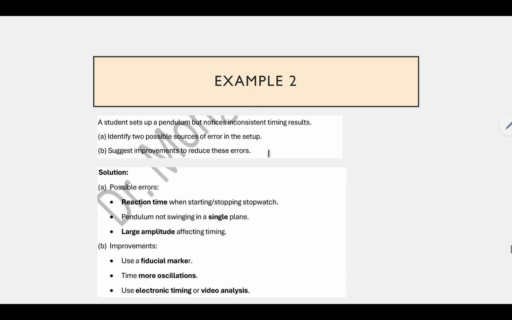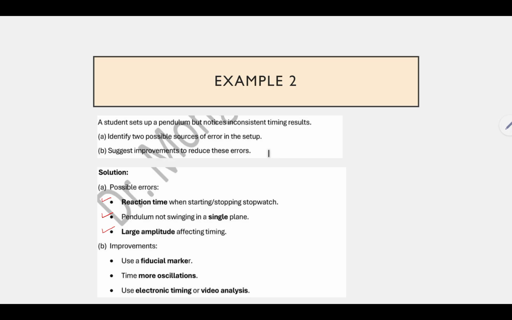Errors could be reaction time. Reaction time means that when I started my stopwatch, I might have done it a bit slower than usual, or I've done it before the oscillations even start. So this is called reaction time, how I'm reacting to a certain experiment or a process. Second of all, maybe the pendulum is not just going and coming in one plane, it's actually going in circles or round. So the pendulum is not swinging in a single plane. Maybe it's going to a high amplitude, a large amplitude, which is affecting the time for me to know how far it's going to go and come back.